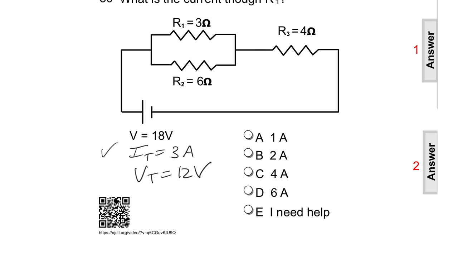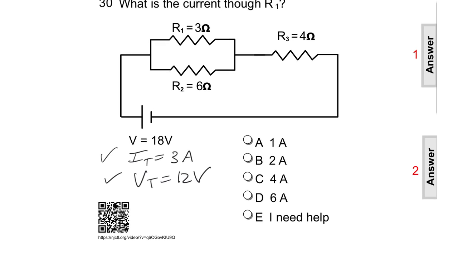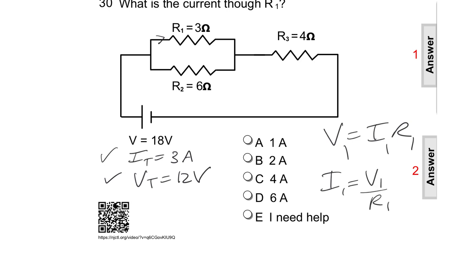So I put down what we found in the last problem. So what is the current through R1? Well, V equals IR. So I1 equals V1 over R1. Well, I know what V1 is, right?